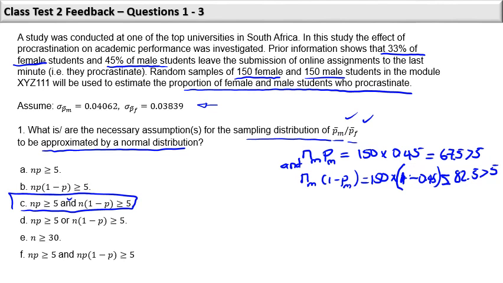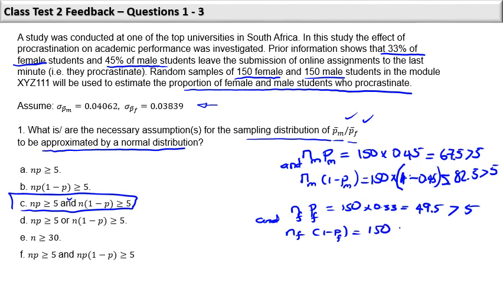We can do the same thing for females, and then we can see that this is 150, and we are told that the probability, or rather the proportion of females who procrastinate is 33%, so 0.33, and that gives us 49.5, which is clearly greater than 5, and the number of failures is NF, 1 minus PF, which is 150 times 1 minus 0.33, and this will give us 100.5, and this is also greater than 5.